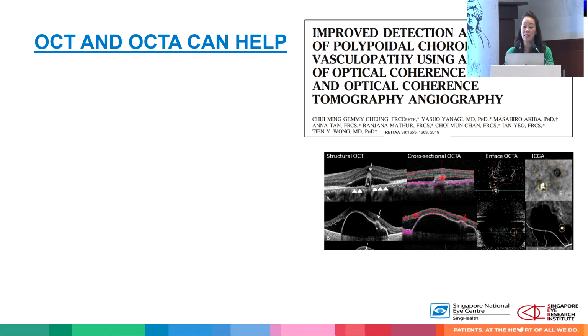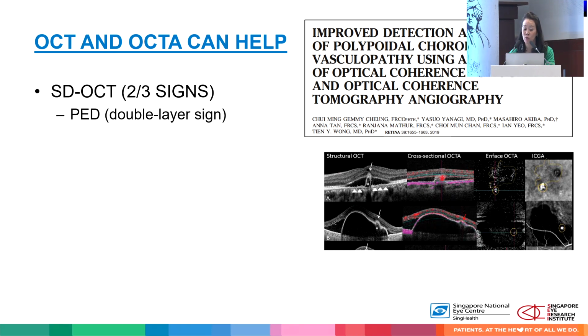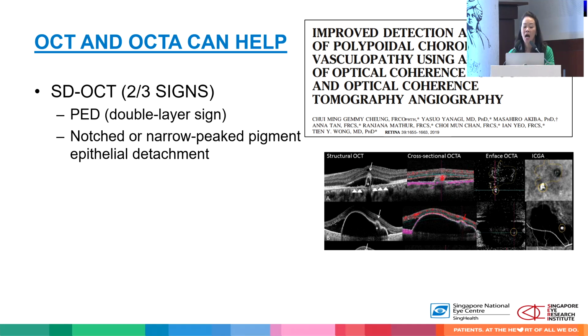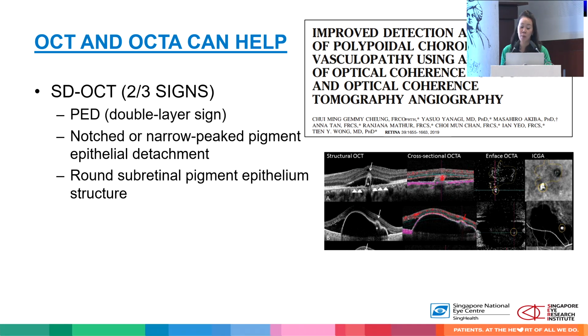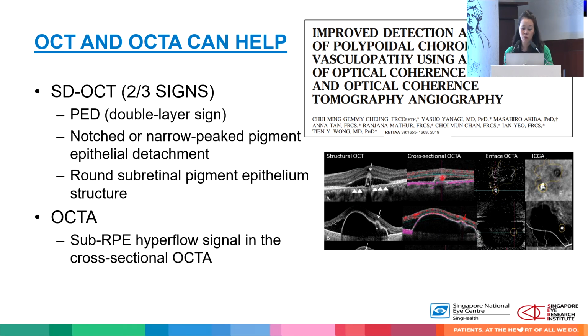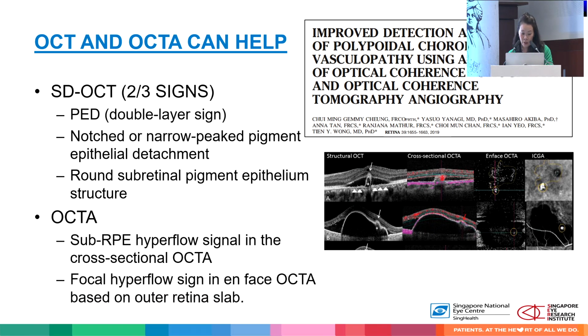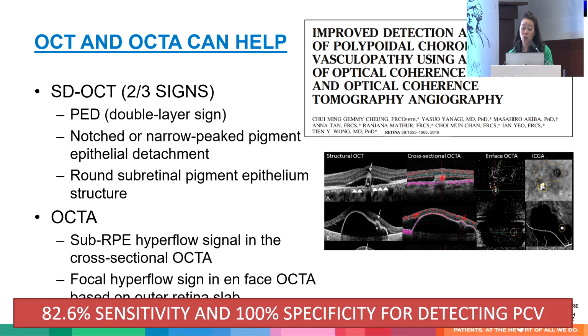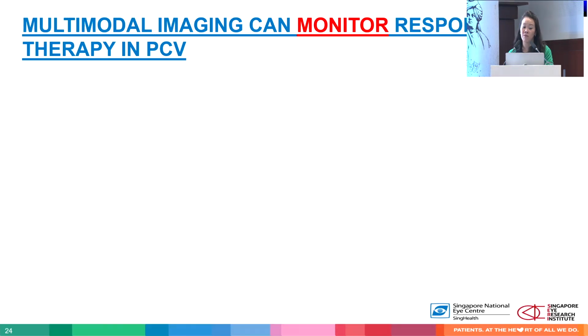So when you combine the detection and the diagnosis of PCV with OCT and OCTA, you can see these 2 out of 3 signs that we looked at, which is a PED notch or narrow pigment epithelial detachment, as well as on OCTA, the cross-sectional OCTA is the most useful one because you can see the hyperflow signal. It may or may not always translate to the en face OCTA, but that depends on your algorithm. So you can see this actually achieves an 82.6% sensitivity and 100% specificity for detecting PCV. So together, these two modalities are the way forward for non-invasive imaging.